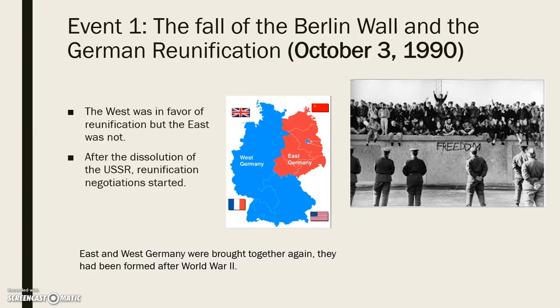First, it was the fall of the Berlin Wall and the German reunification. This happened on October 3 of 1990. East and West Germany were brought together again. They had been formed after the World War II.